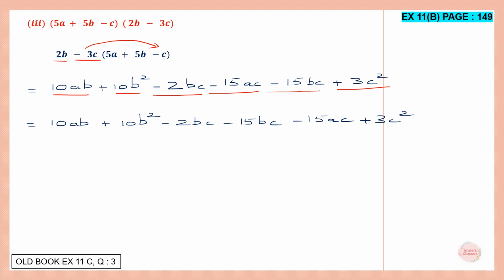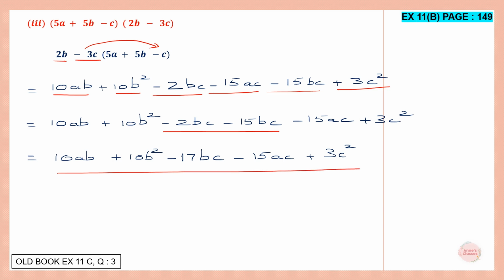Okay, now let's work on these. Now 10ab is as it is, so we can write it as 10ab. b square also, there's only that b square, so 10b square. Now these two like terms, we can work on this. Signs are the same, so we put the same sign and we add. 2 plus 15 is 17, 17bc. Then we have minus 15ac plus 3c square. So we have our final answer here. Let's read out our final answer. We have 10ab plus 10b square minus 17bc minus 15ac plus 3c square.